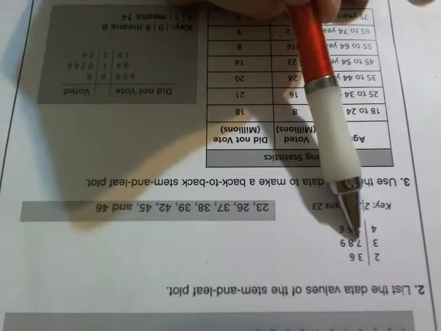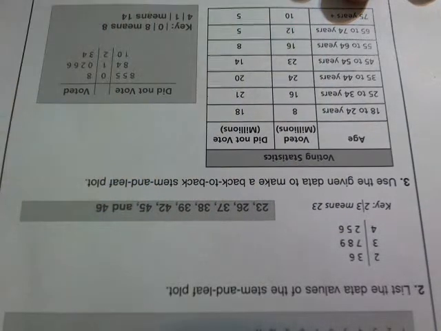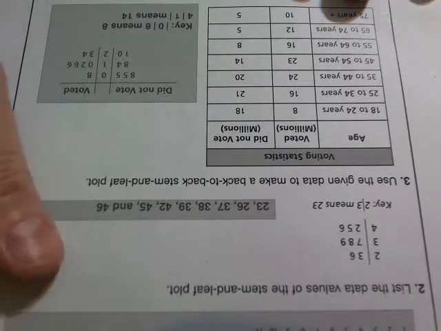2 bar 6 is 26. 3 bar 7 is 37. 3 bar 8 is 38. 3 bar 9 is 39, 4 bar 2 is 42, 4 bar 5 is 45, and 4 bar 6 is 46. And that list that I just read is exactly what you see in the solution box.